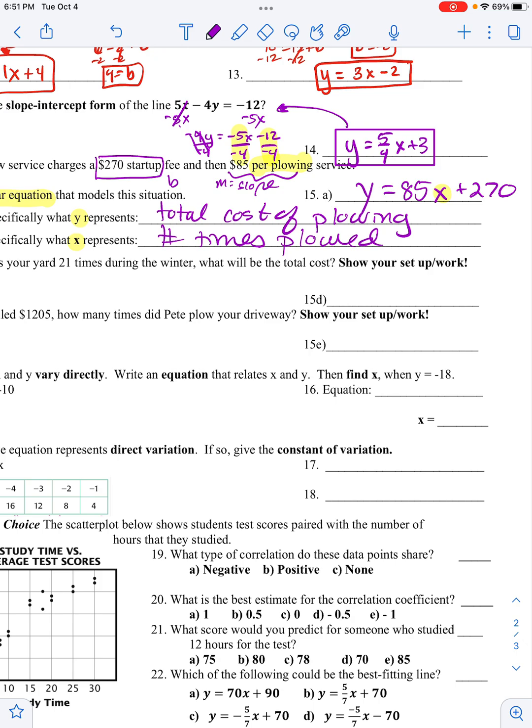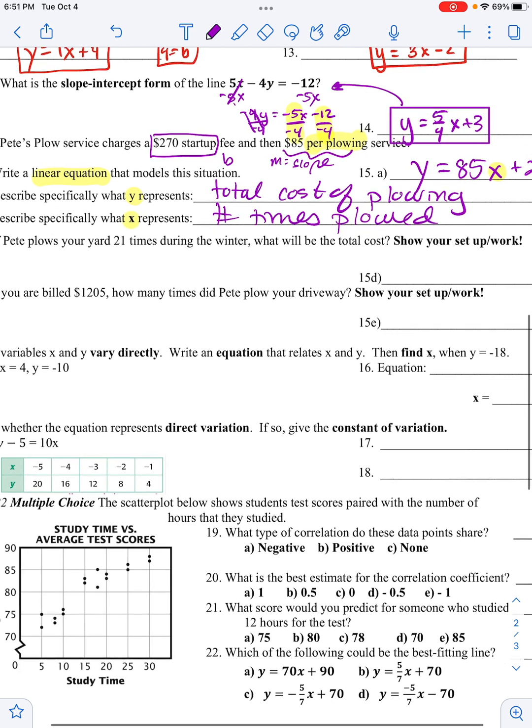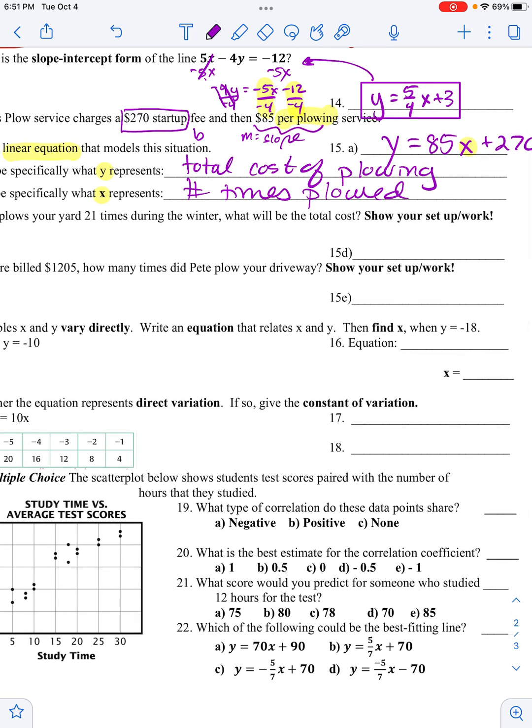Okay. Now I have an equation, I'm going to use it. Pete plows your yard, that should probably be driveway, 21 times during the winter. What will the total cost be? So it's asking me for y. When it says to show your setup and your work, do that, because that means points are associated with it. So the cost is going to equal, in this case, 85 times 21 plows plus 270. That's what I mean for setup, because you're probably going to just do that on your calculator.